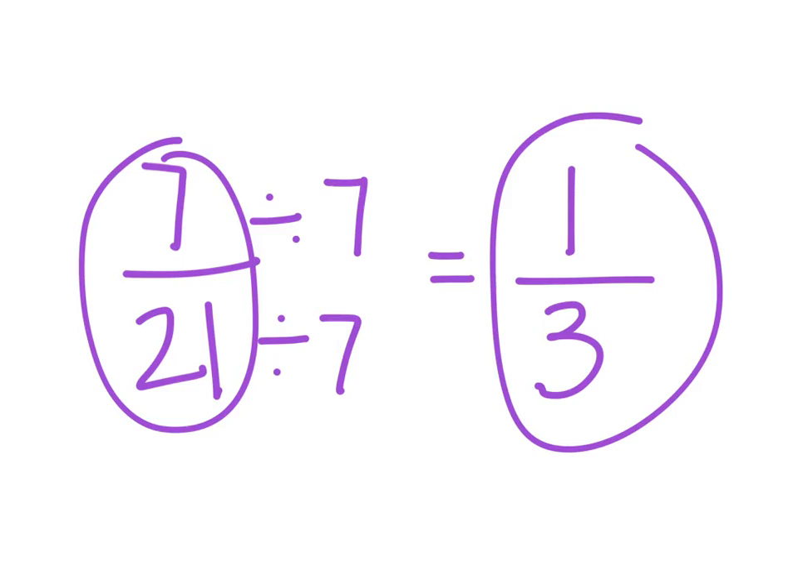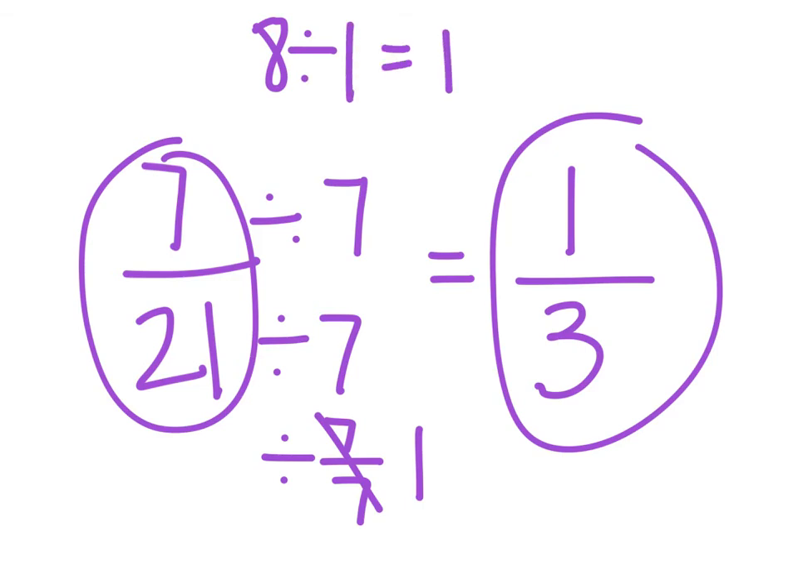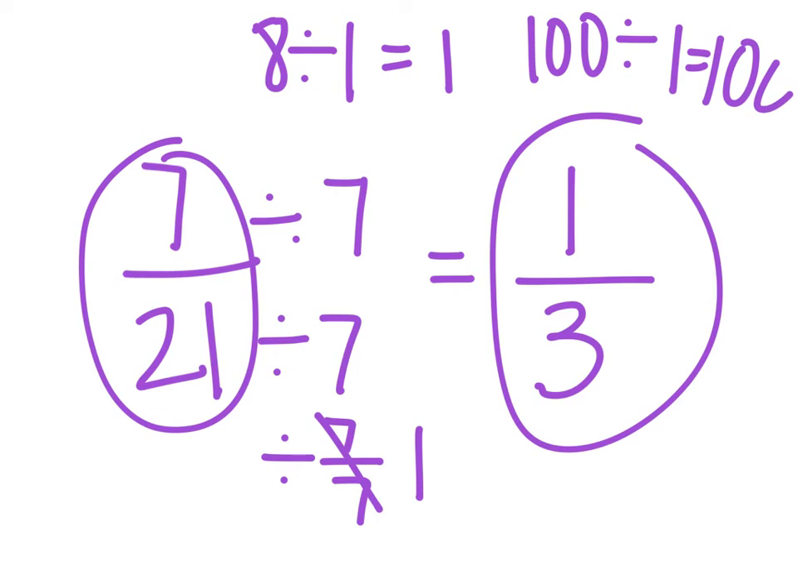This works because when I divide by the same thing on the top and the bottom, I'm dividing by 1. Think about it. I divided by 7/7. 7/7 is 1 whole. Whenever I divide something by 1, I get the same number I started with. 8 divided by 1 is 8. 100 divided by 1 is 100, so on and so forth.